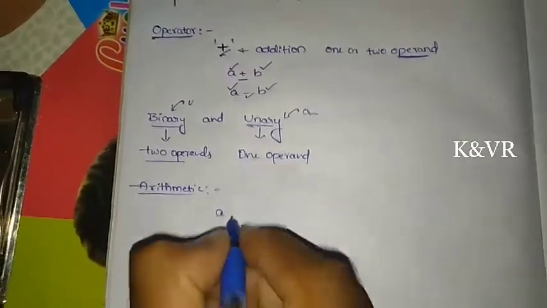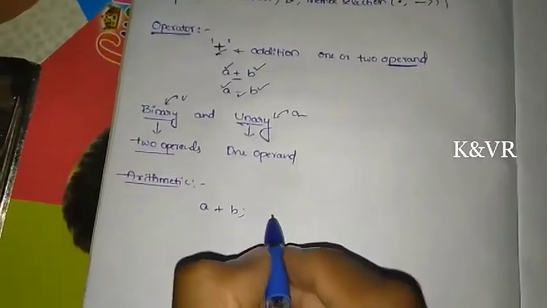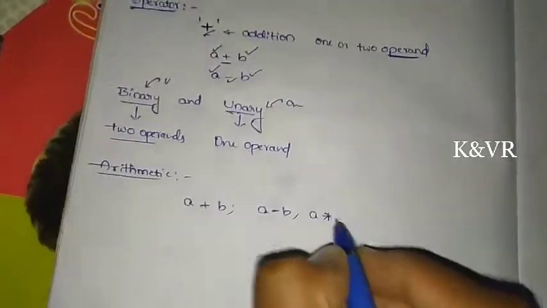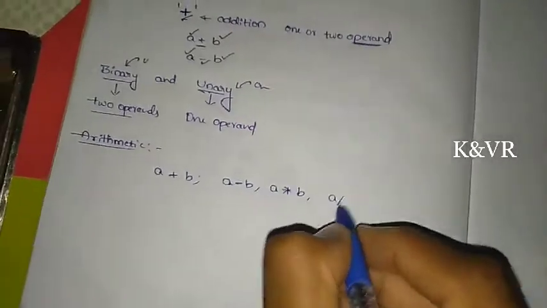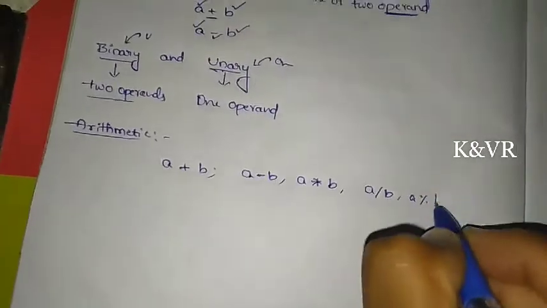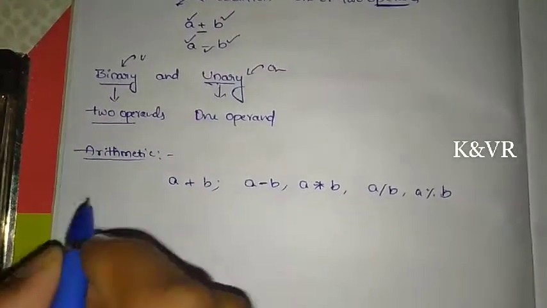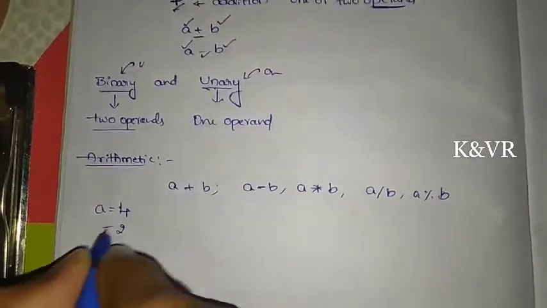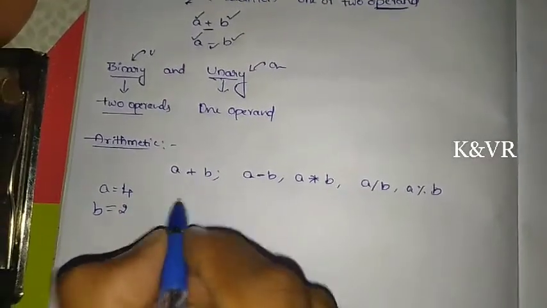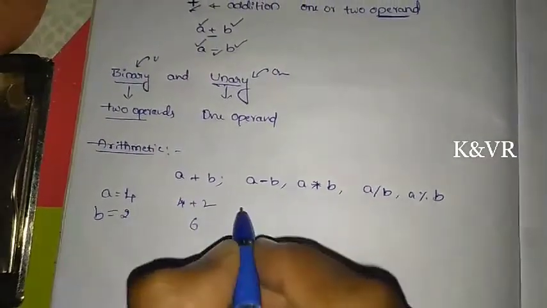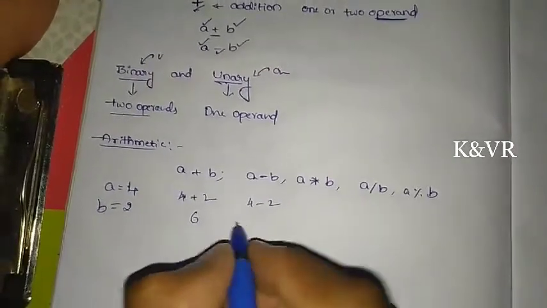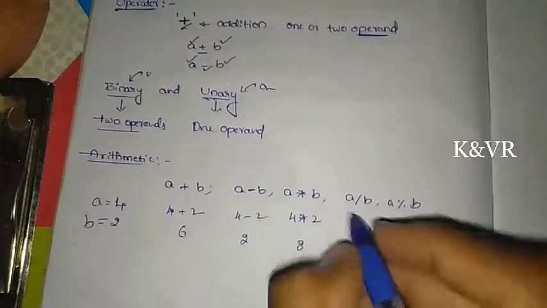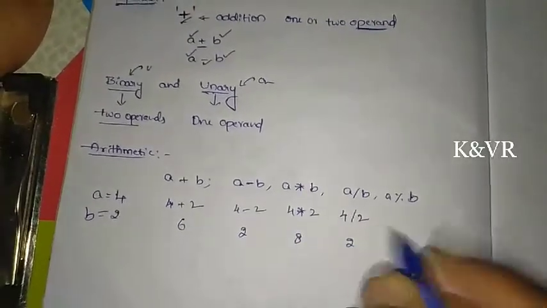Plus is the addition operator, a plus b. Minus is the subtraction operator, a minus b. Then the multiplication operator, division operator, and modular division operator. Suppose I take 4 as A, 2 as B. Now the result will be 4 plus 2, that is 6. 4 minus 2, that is 2. 4 star 2, that is 8. 4 by 2, result is 2.